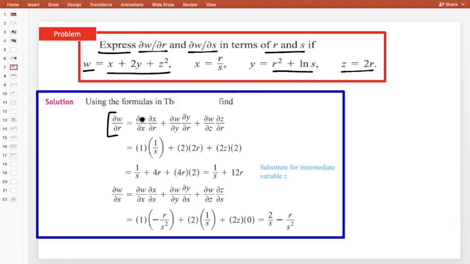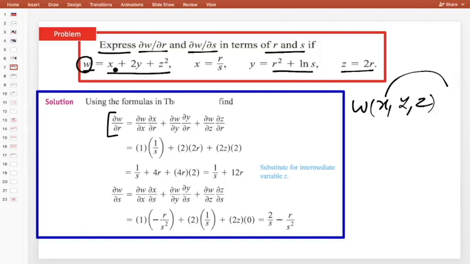Just now we have seen del w by del x. First, w is a function of x, y, z, so first we differentiate with respect to x and then with respect to r. Del w by del r is what? Del w by del x into del x by del r, plus del w by del y into del y by del r, plus del w by del z into del z by del r.